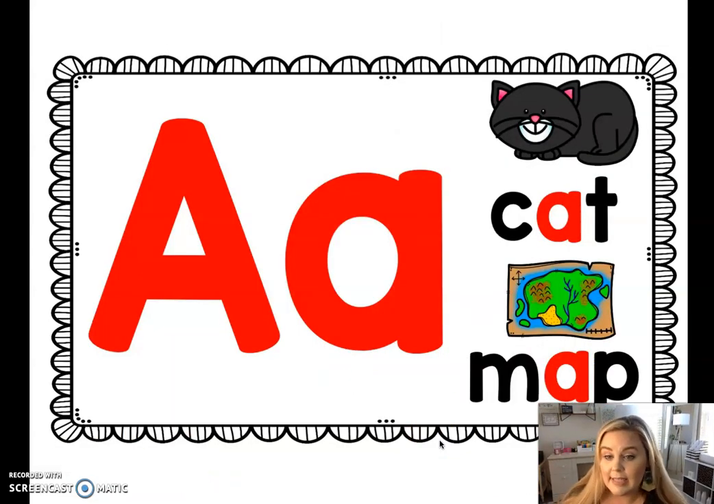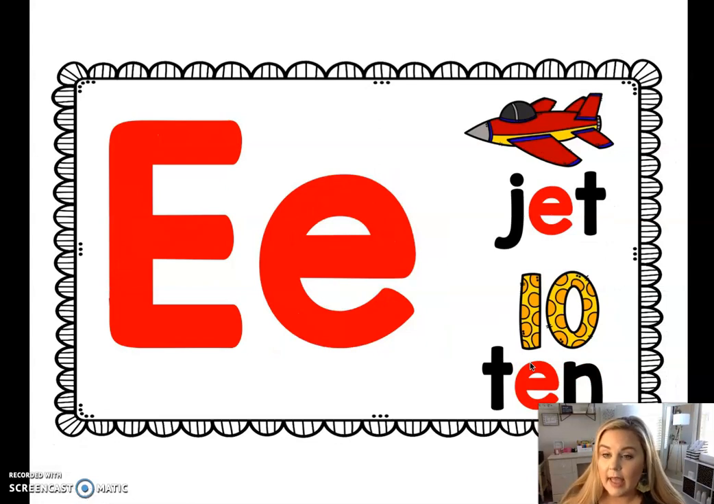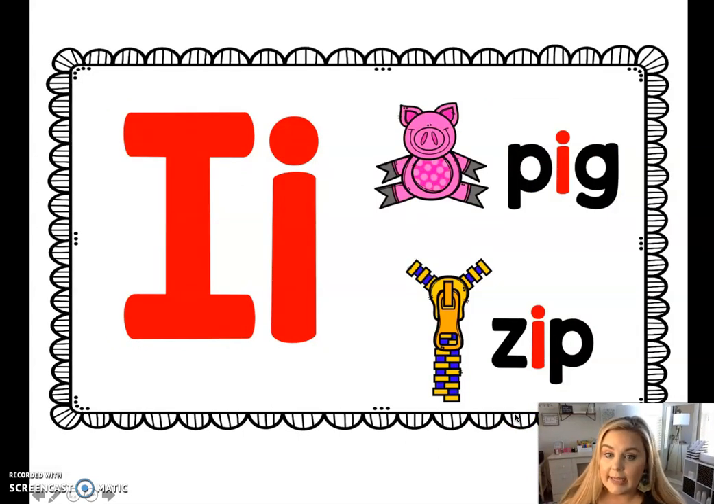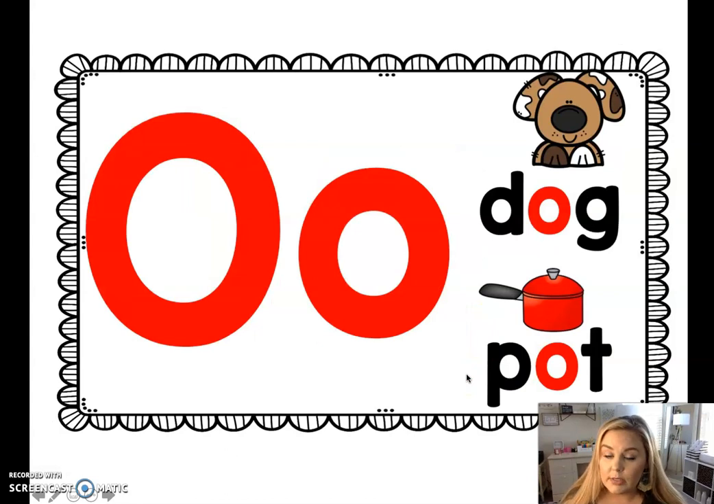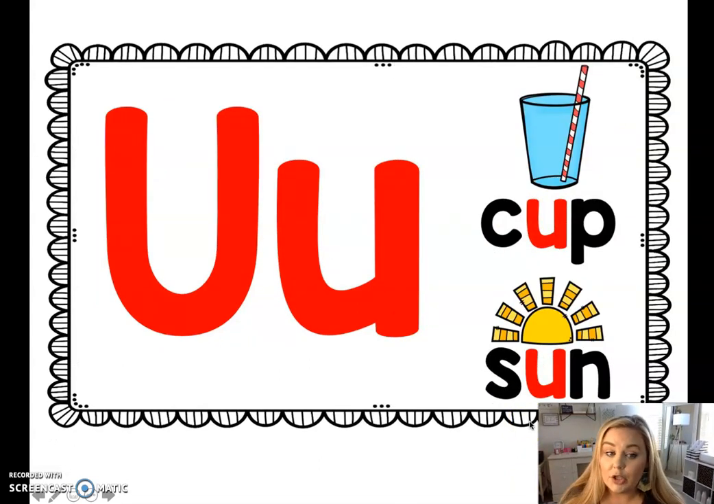A says ah, as in cat or map. E says eh, as in jet or ten. I says ih, as in pig or zip. O says ah, as in dog or pot. And U says uh, as in cup or sun.